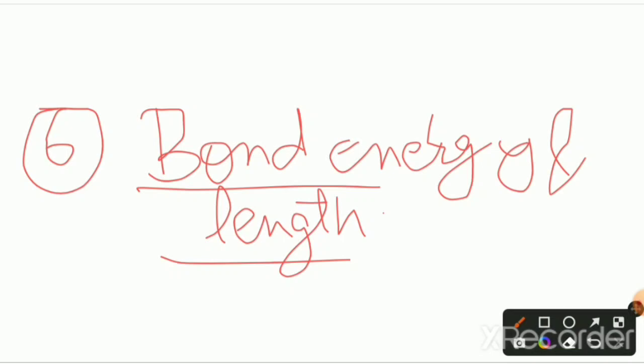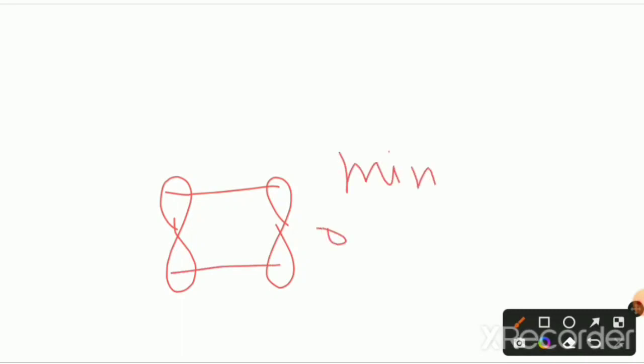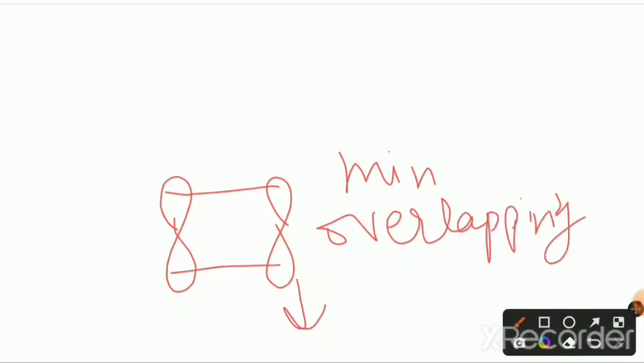If there is larger overlapping, it means there is a larger bond strength. If there is minimum overlapping, then there is a smaller bond energy. Maximum overlapping decides the larger bond energy, and minimum overlapping decides the smaller bond energy. Let's understand this with the help of an example. If there is a p orbital and they overlap in this way, it means there is a minimum overlapping, and it means smaller bond energy.